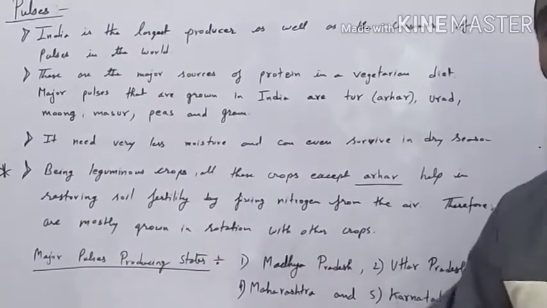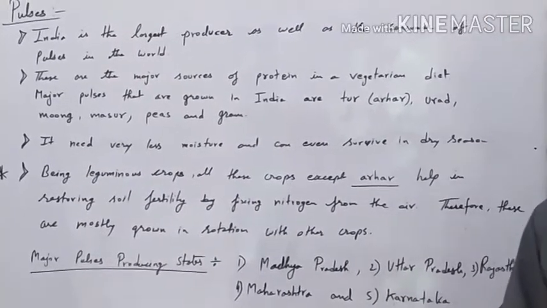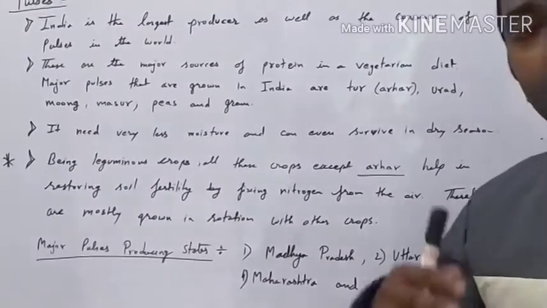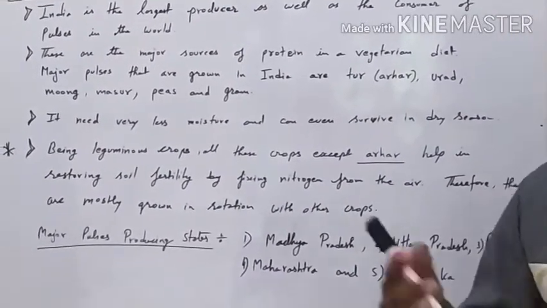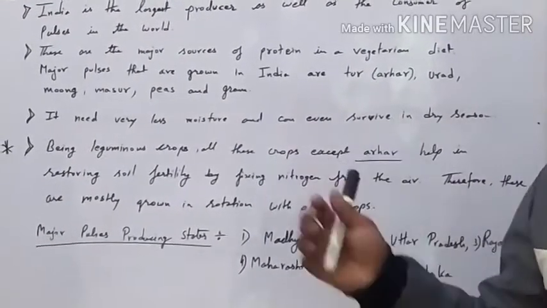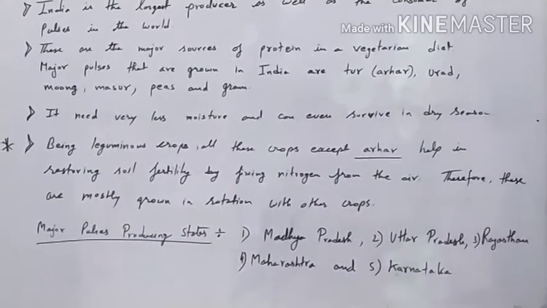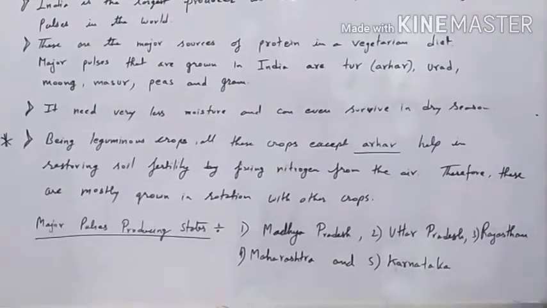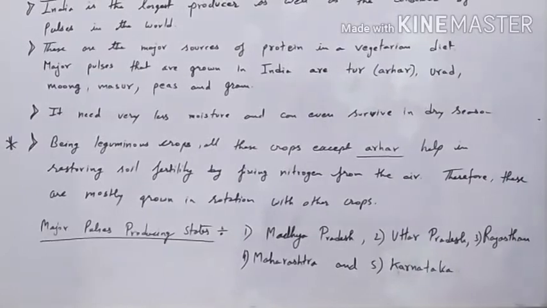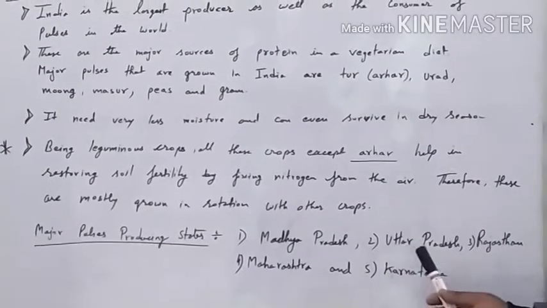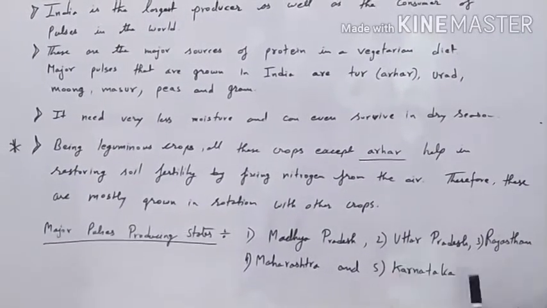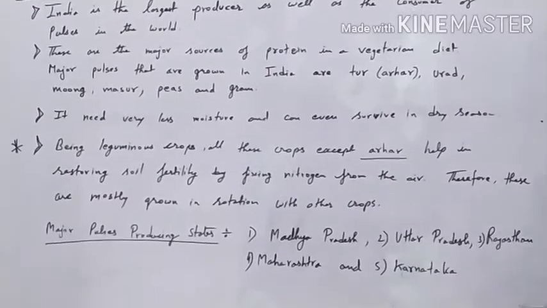When they grow pulses, the fertility comes back into the soil, and after the pulses growing season they can grow another crop in that soil, and that will grow well because the soil has already restored its nutrients because of the pulses. Okay, so you understood this. Now let us understand the major pulses producing states. The first one is Madhya Pradesh, second Uttar Pradesh, third Rajasthan, fourth Maharashtra, and fifth Karnataka. These are the states where pulses are produced.